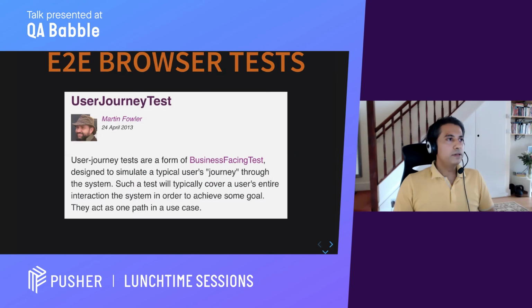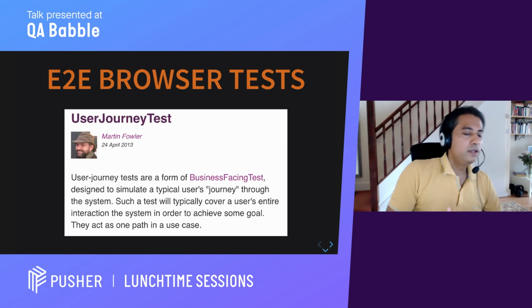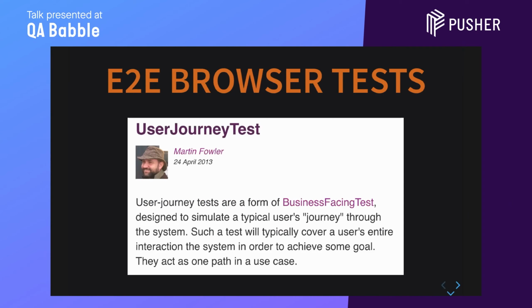So now let's talk about end-to-end browser tests. Martin Fowler has written that user journey tests are a form of business-facing test designed to simulate a typical user's journey through the system. Such a test will typically cover a user's entire interaction in the system in order to achieve some goal. They act as one path in a use case. This use case could be going to, say, eBay, looking for an item, putting it into your basket, checking it out, making the payment. So that's an end-to-end test.